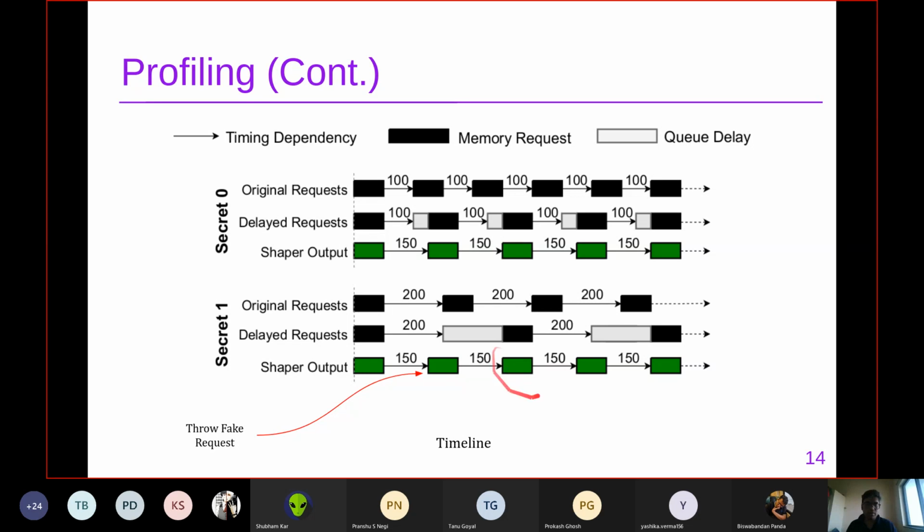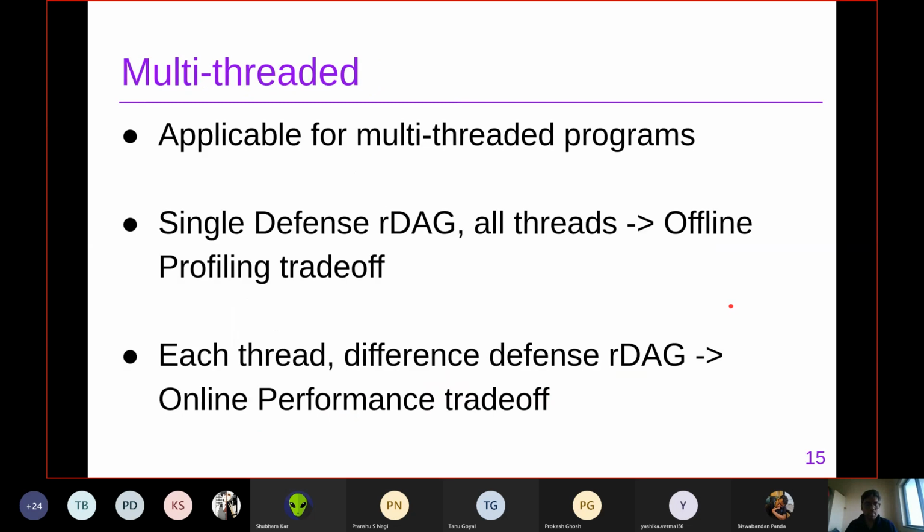So for secret 0 as well as secret 1, we'll have the same memory access pattern. So it doesn't encode any secret information as of now. This solution is also applicable for multi-threaded programs. However, we do have trade-offs.